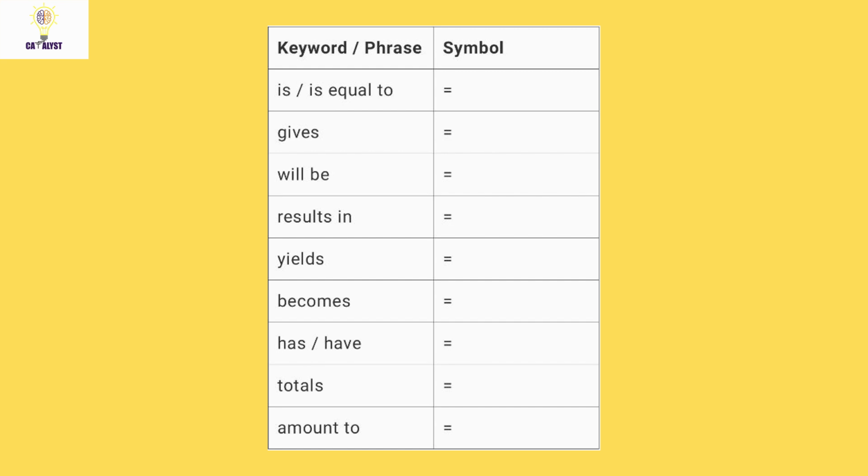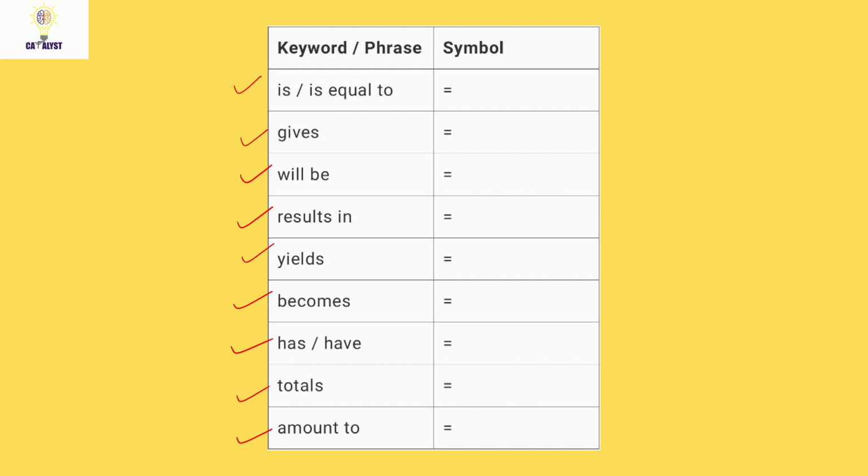Here we have the first set of keywords. Remember, these keywords that are in front of you: is equal to, gives, will be, results in, yields, becomes, has or have, totals, amount to. All of them mean that you are supposed to write equal to in your equation.